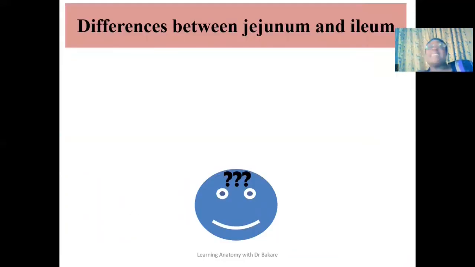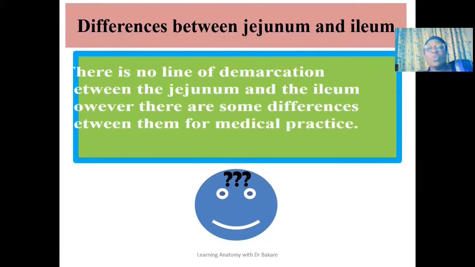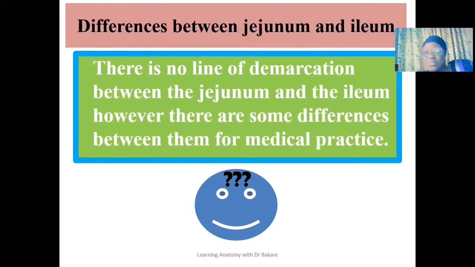So let's look at the differences between the jejunum and the ileum, even though there is no line of demarcation between these two organs. However, there are some differences between these two organs for medical practitioners. For anatomists and also surgeons, there are distinct characteristics presented by the jejunum and the ileum, and these can be used to differentiate the two organs. So let's dive in to see the differences presented by the jejunum and also the ileum.